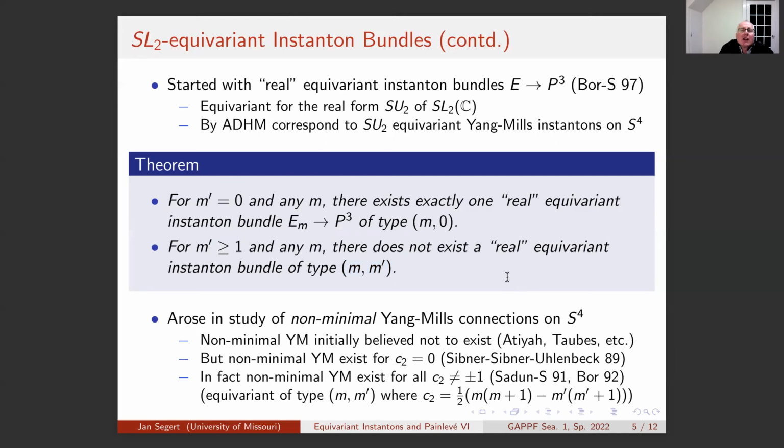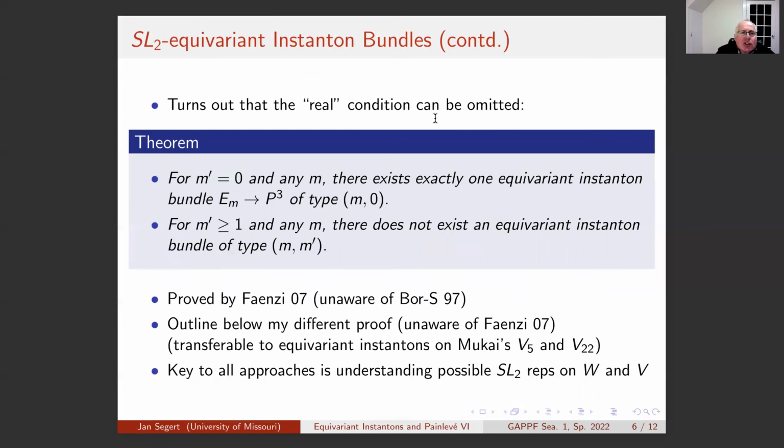Okay. And so this work looking at the non-self-dual Yang-Mills connections and non-minimal ones, we were interested to resolve some technical problems with that, whether there were actually equivariant instantons, minimal Yang-Mills connections, and we resolved those in 97 with this equivariant construction. It turns out that this real condition that we had included in 97 can actually be omitted. And this was initially proved by Fianzi, who didn't know about our work. And last year I proved this independently, and haven't published it yet, unaware of Fianzi's work. So it turns out that the real condition that Gil and I had included back in 97 doesn't actually affect the classification, that there are no additional equivariant instanton bundles that don't have the real condition.